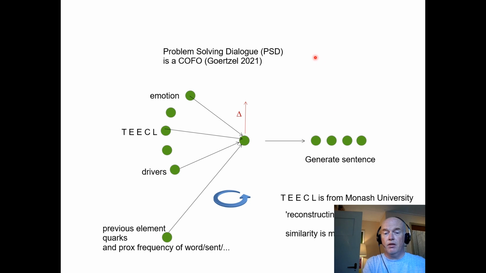Then if we take a closer look at the PSD, the PSD actually is a COFO as defined by Goertzel. So if we have an element, this element is actually determined by different factors. So for instance, emotion, or the different TCAL components, or the drivers, or the previous element. And the quarks, of course, underlie all these elements. So then the next element is formed, and the total of the elements form a sentence.